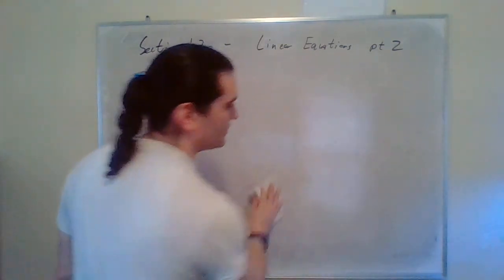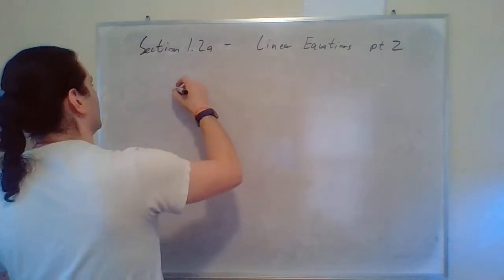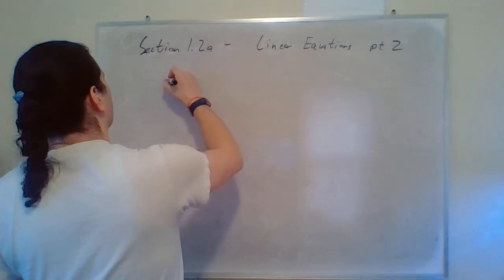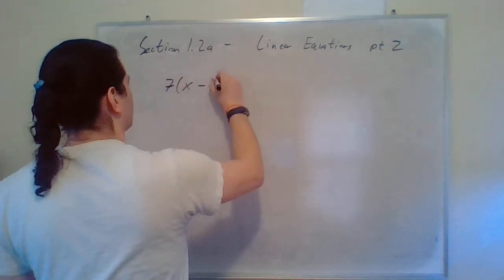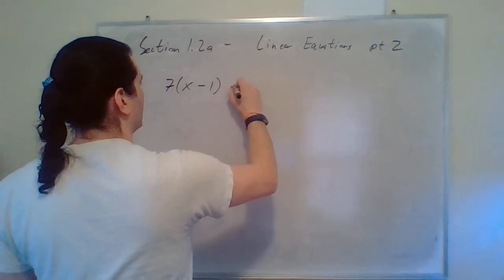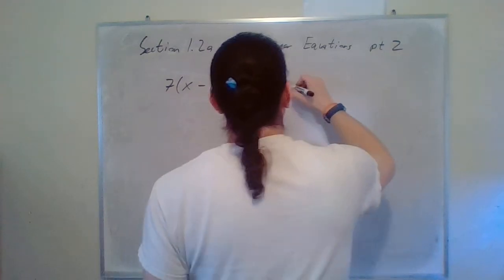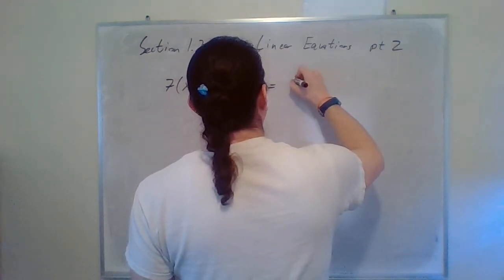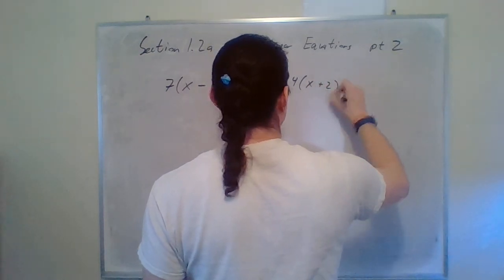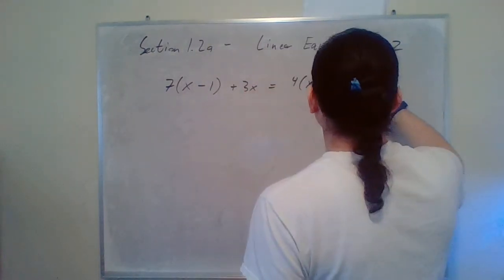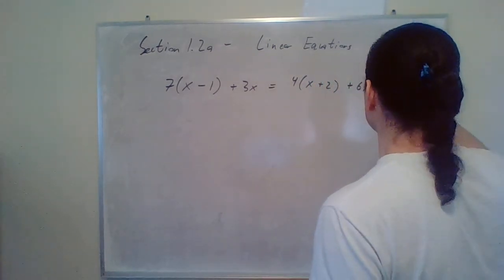Sometimes the opposite happens. So you might get something like 7 times x minus 1 plus 3x equals 4 times x plus 2 plus 6x minus 15.